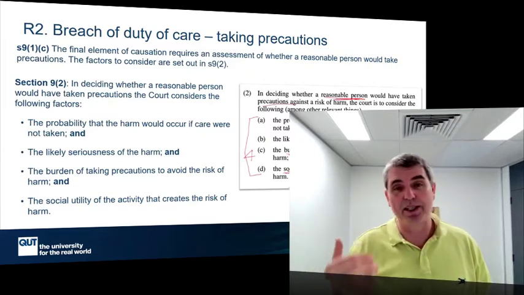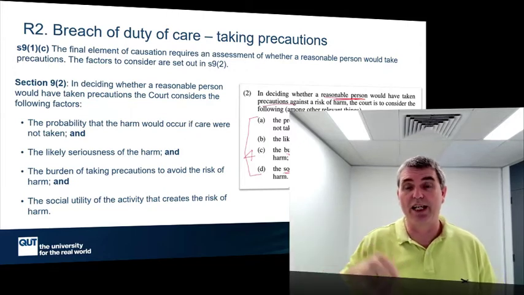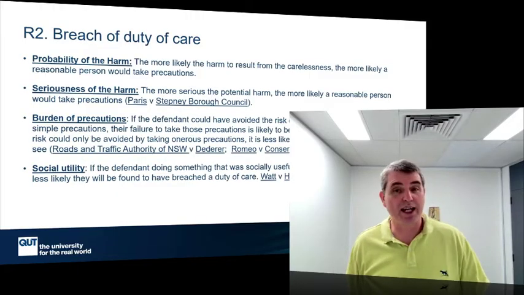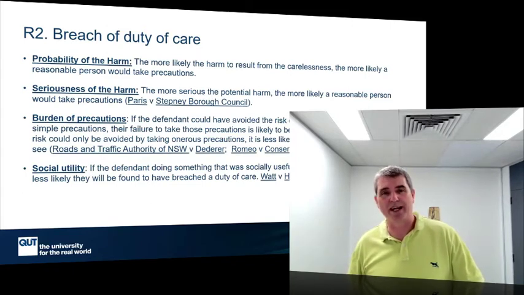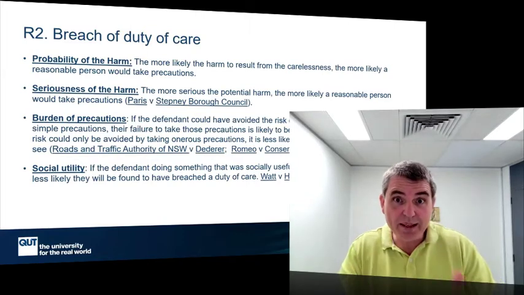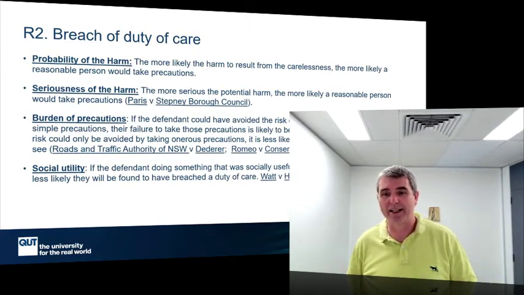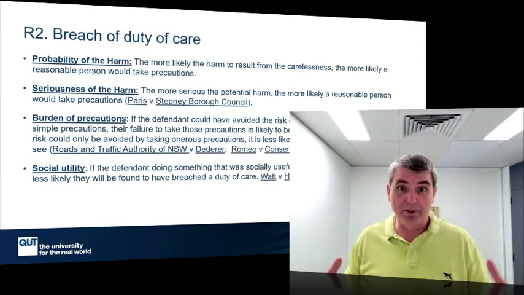Okay, so Section 9, Subsection 2 says we need to look at those 4 elements when working out whether a reasonable person would have taken precautions. And we've got a number of cases that I'll leave you to read through at the back to give you examples of that. But again, we're looking at probability, the impact of the harm, and how much it's going to cost or how hard it's going to be. A lot of those hard ones often deal with the government.